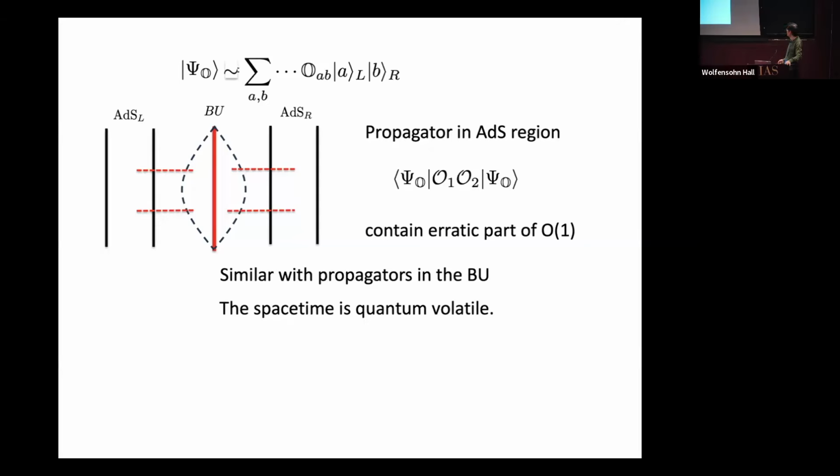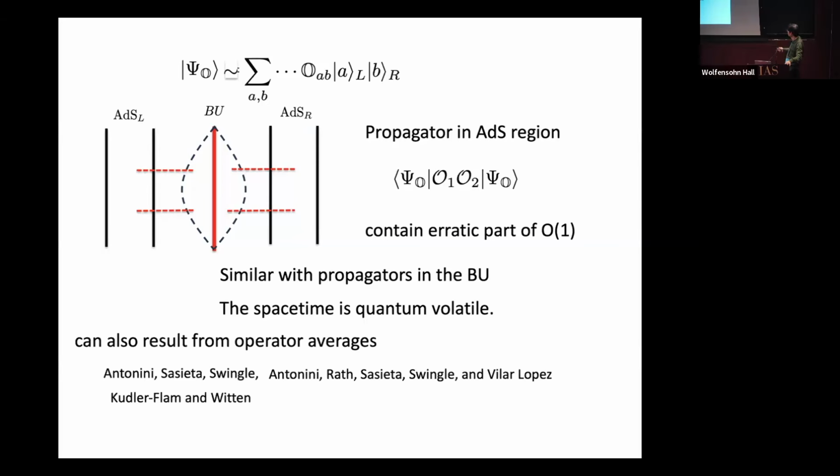Okay. Yeah, so there are also many other possible explanations of this AdS square cosmology. For example, it can also result from operator averages discussed by various papers. Also, there are some other interpretations, etc.